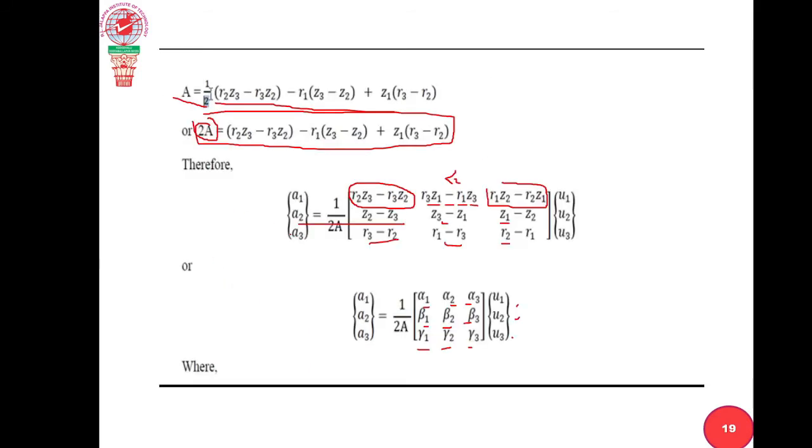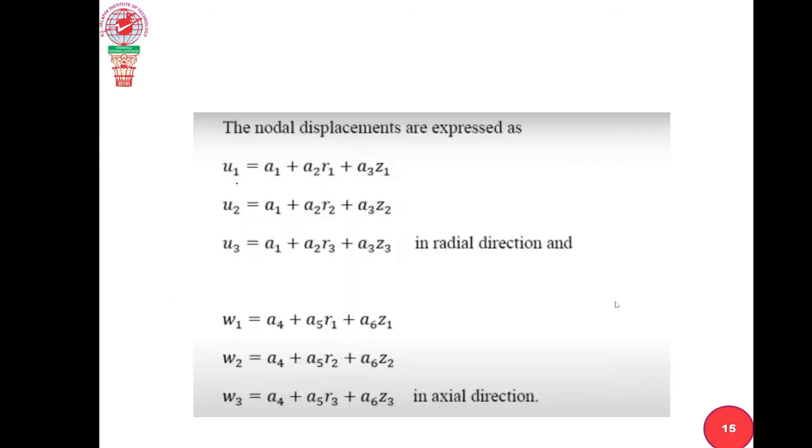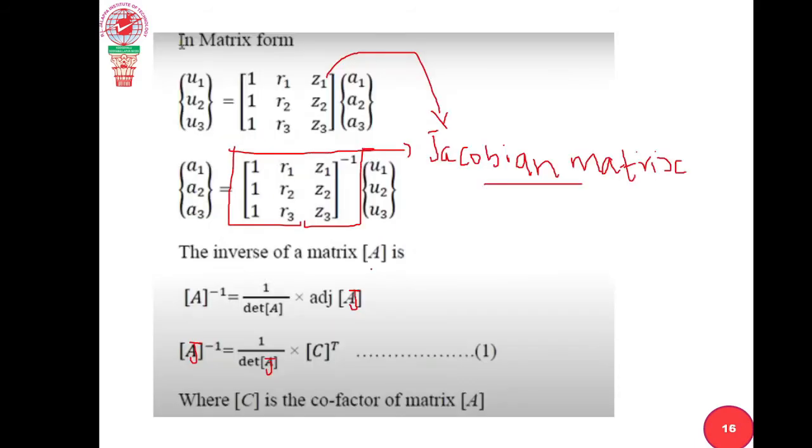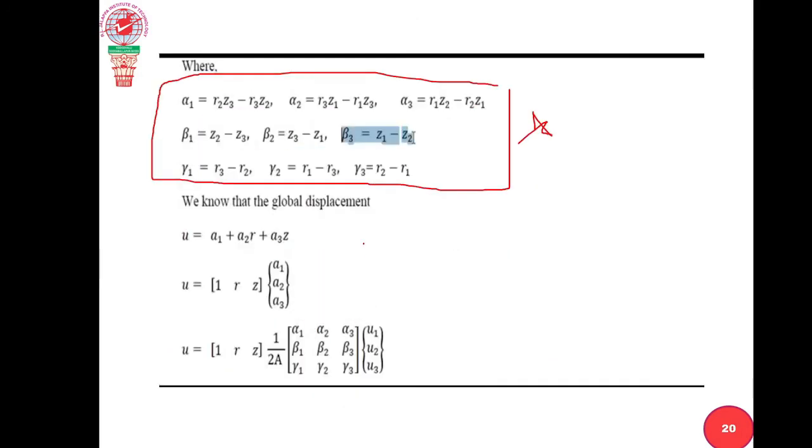Now, what we consider, this U1, U2, U3 is called nodal displacement. With respect to each node, what is the nodal displacement function? Now we are taking global displacement. Then the picture comes under global coordinates. That is U is equal to A1 plus A2 R plus A3 Z.